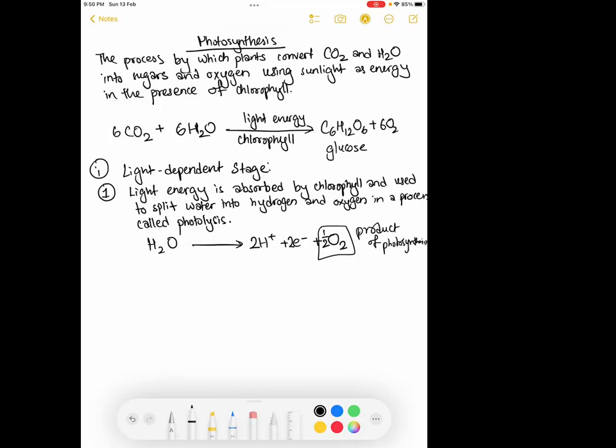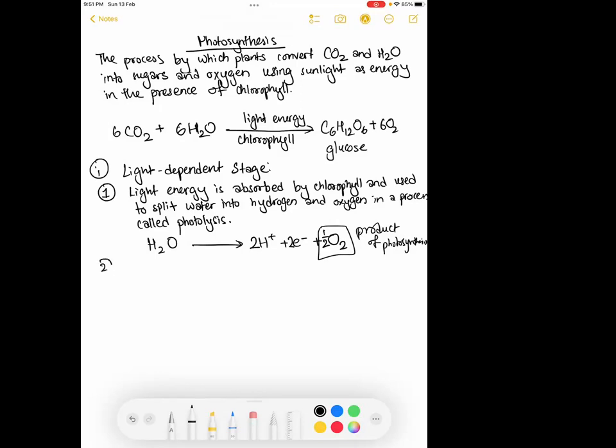So this oxygen leaves through the stomata, as we have studied. Now, there are also other high energy molecules which are generated in this light dependent stage, which will be used in the light independent stage to convert this carbon dioxide into glucose. You don't need to know what else is formed because you'll study this in A levels anyways.